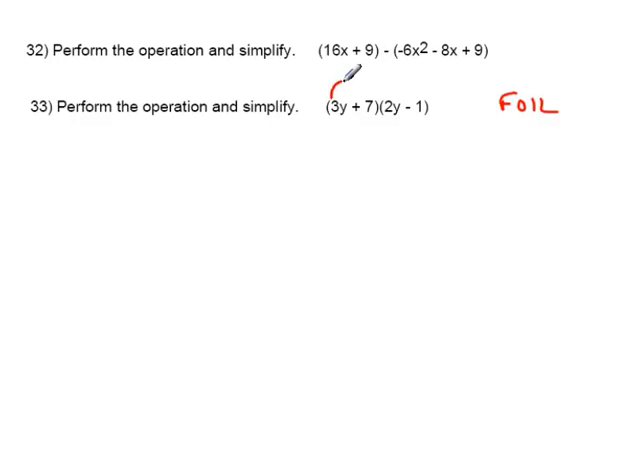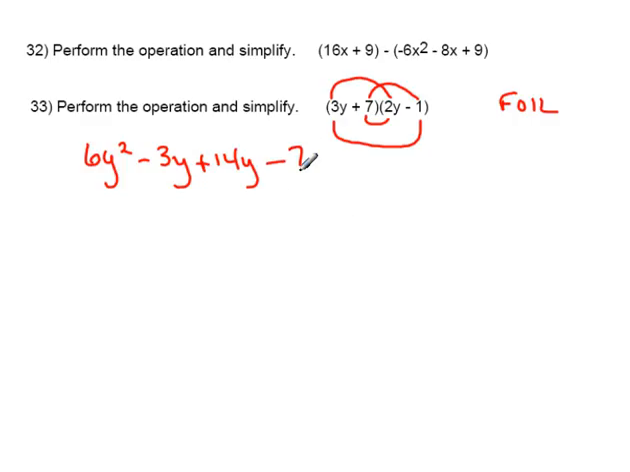So I'm going to multiply the first two terms together. 3y times 2y is 6y squared. I'm going to multiply the outer two terms together. 3y times negative 1 is negative 3y. I'm going to multiply the inner two terms together. 7 times 2y is plus 14y. And I'm going to multiply the last two terms together. 7 times negative 1 is negative 7.